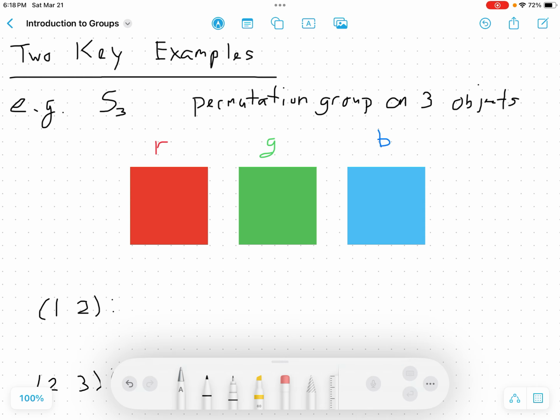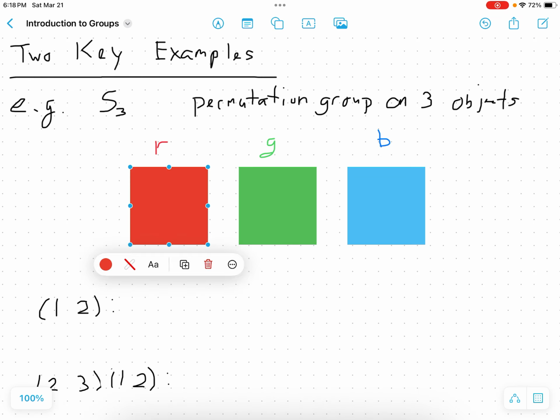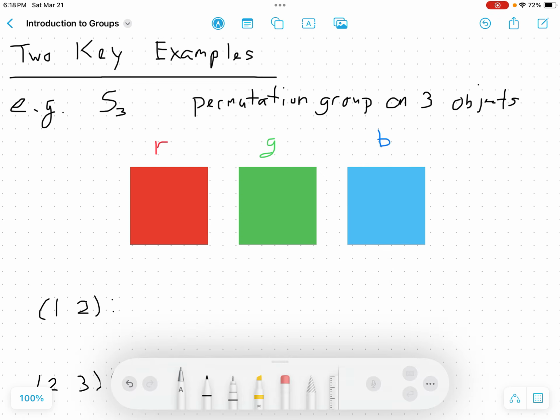So I've got three objects here, a red square, a green square, and a blue square. I want to see what happens. Permutation is essentially reordering this line of three objects. So if we look over here, I've got this 1, 2. This is saying I want to trade the places of the thing that's in the first position with the thing that's in the second position.